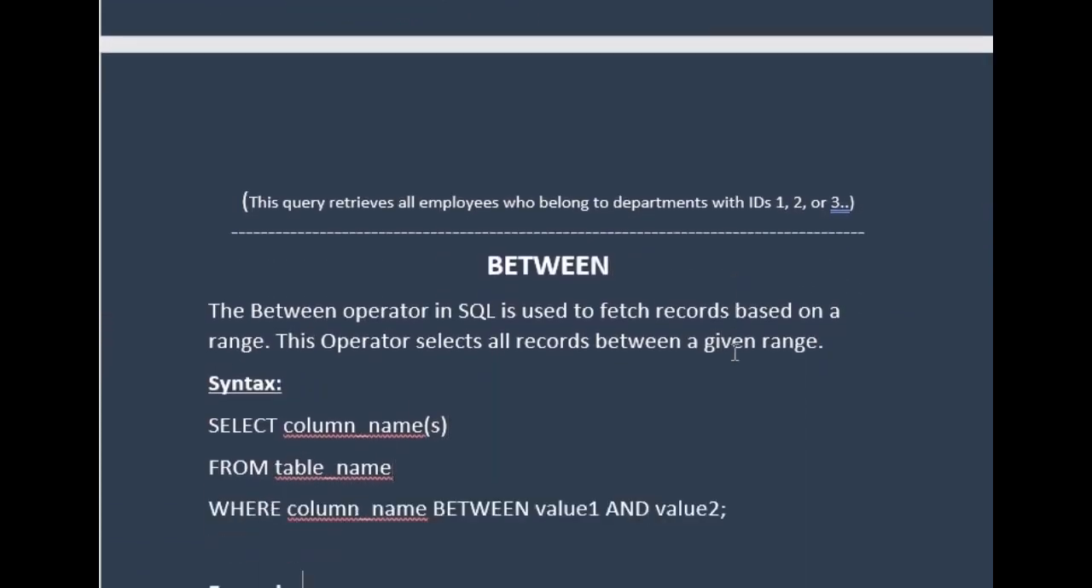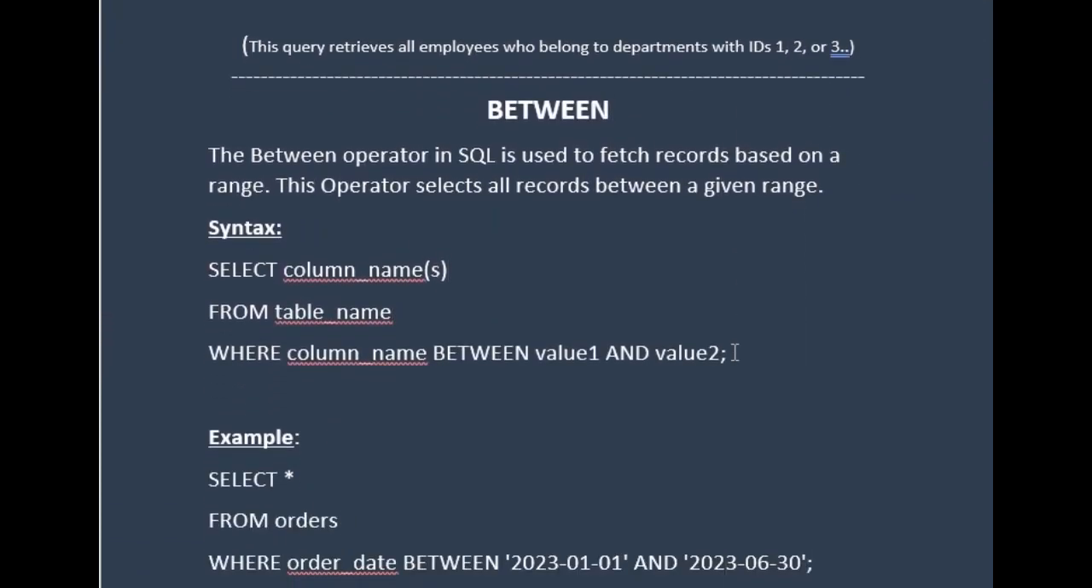The BETWEEN operator in SQL is used to fetch records based on a range. This operator selects all records between a given range. So we use this syntax for that: SELECT column_name FROM table_name WHERE column_name BETWEEN value1 AND value2.